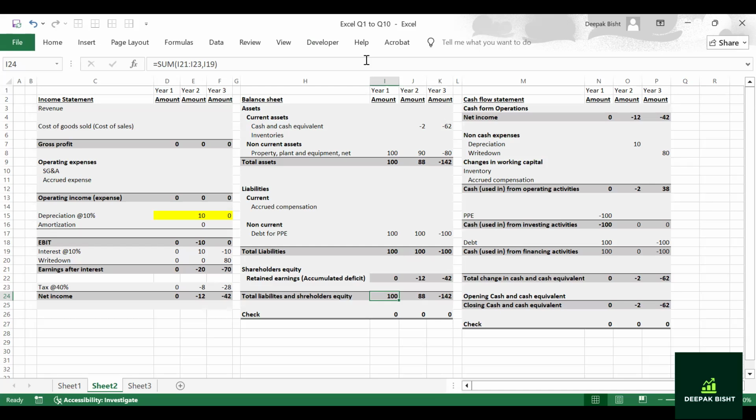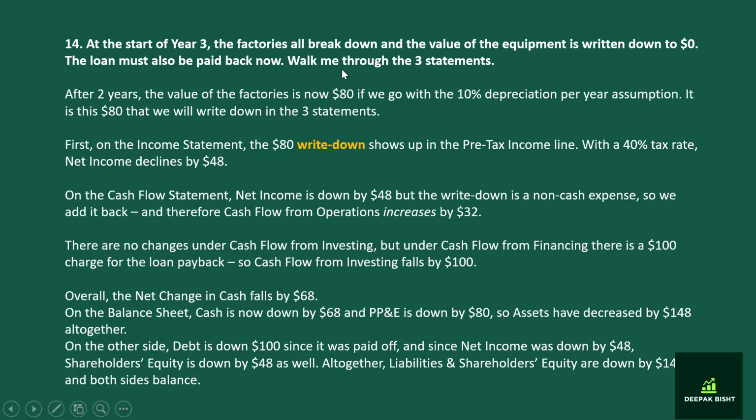Scenarios for year one, two, and three. If these kinds of questions are asked, let's go through the reading and the explanation first. After 2 years, the value of the factory is now $80. With the 10% depreciation per year assumption, it is $80 that we will write down in the three statements. First, on the income statement, the $80 write-down shows up in pre-tax income, and with a 40% tax rate, net income declines by 48.